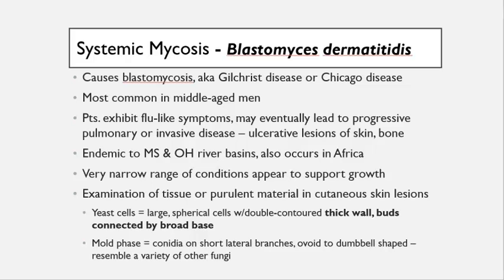In patients, you can usually examine tissue or purulent, or pus-like, discharge in cutaneous skin lesions. The yeast cells are usually large spherical cells with double contoured thick walls, and they have buds that connect by a broad base. In the mold form, the conidia are on short lateral branches and are ovoid to dumbbell-shaped and resemble a variety of other fungi.